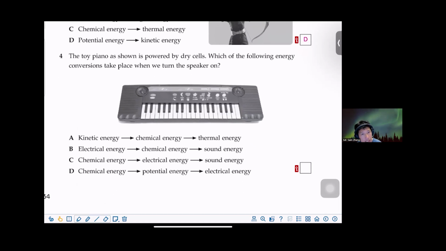Next, a toy piano, as shown, is powered by the dry cell. Which of the following energy conversions takes place when we turn the speaker on? So definitely, we need to convert the chemical energy into electrical energy, and the electrical energy needs to be further converted into sound energy. So therefore, the answer should be C, okay?